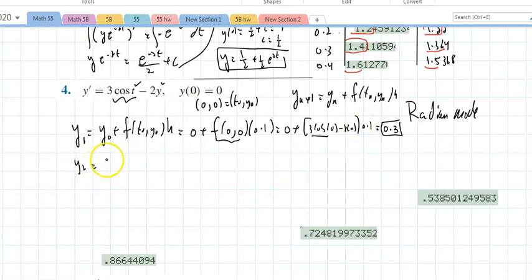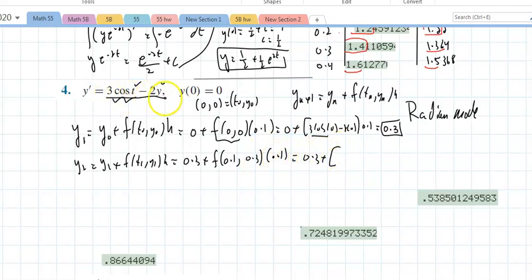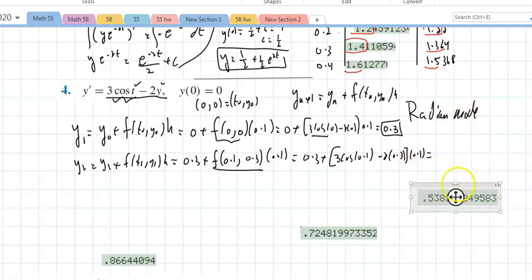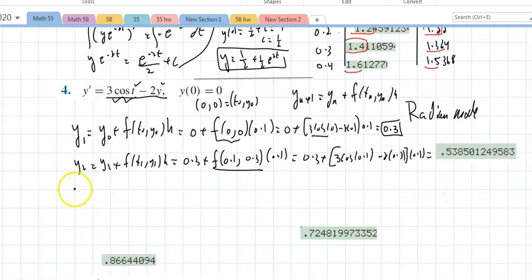If I go for y sub 2, that is y sub 1 plus f of t sub 1, y sub 1 times h. That is 0.3 plus f of t now is 0.1, and I'm going for a y of 0.3, times 0.1. If I plug this in, 0.3 plus, if I throw these values in, that is 3 times the cosine of 0.1 minus 2 times 0.3, all multiplied by 0.1. And if I throw this in my calculator, I will get that number, 0.538501. I'm going to choose to take it to 6 decimals.